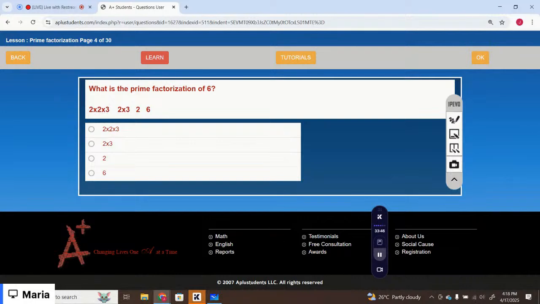What is the prime factorization of 6? Which is the correct option? That is 2 times 3. Option number 2 is the correct option.